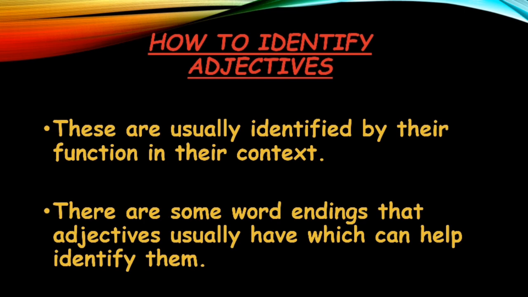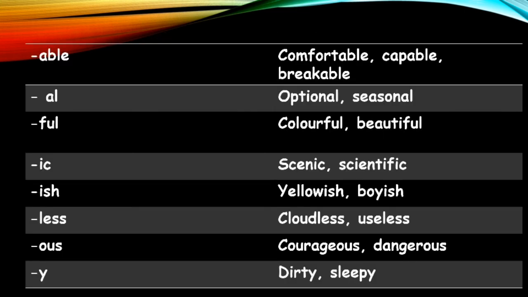But there is also one way, like there are some word endings. कुछ ऐसे words होते हैं जिनकी कुछ ending होती हैं, end के जो letters होते हैं, उन letters से भी आप find out कर सकते हो कि adjectives वो हैं या नहीं. Okay, so for that let's see a quick short table. Like you can see able, like these are the endings, right? On the left side there are endings and on right side we are having the words. Okay, so कुछ ऐसे words होते हैं जो able से end होते हैं, like comfortable, capable, breakable, all these are adjectives. Now some of them end with al, optional, seasonal.